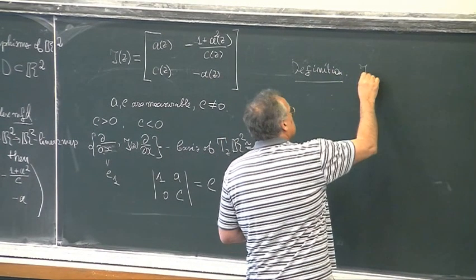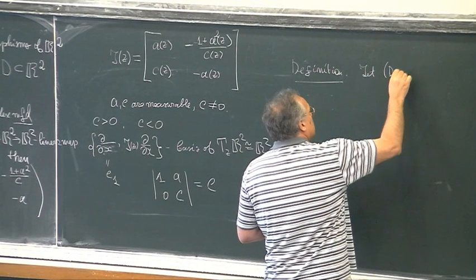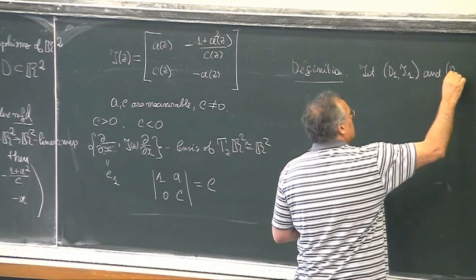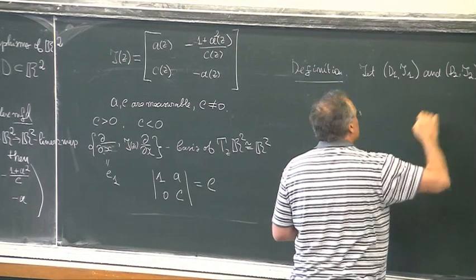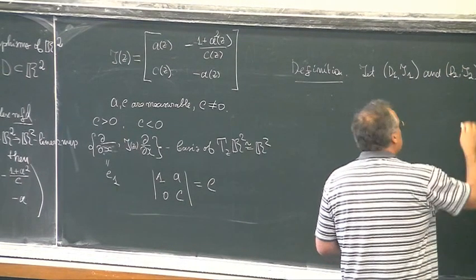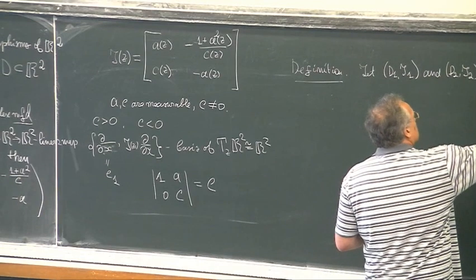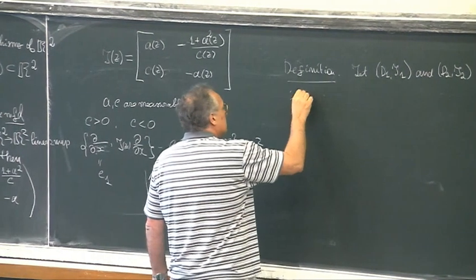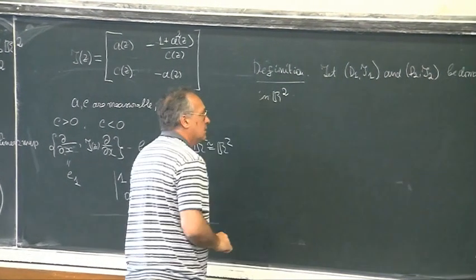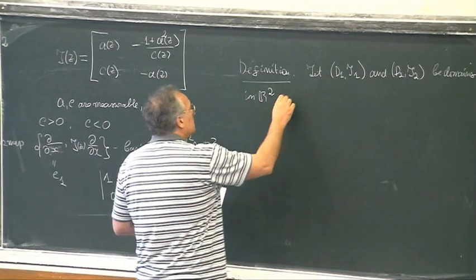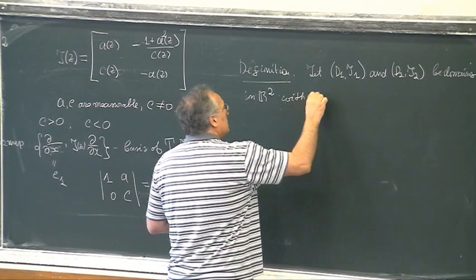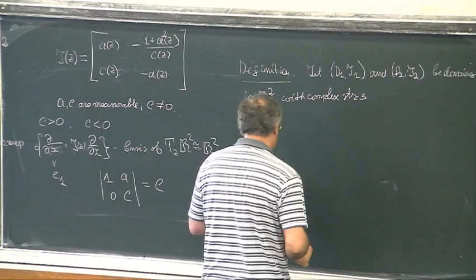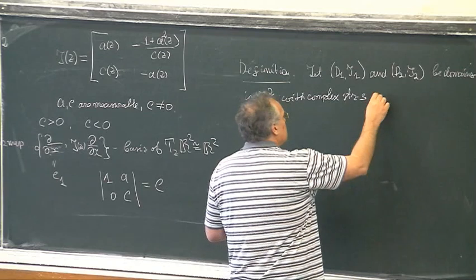Let D1, J1 and D2, J2 be domains in R2 with complex structures J1 and J2.